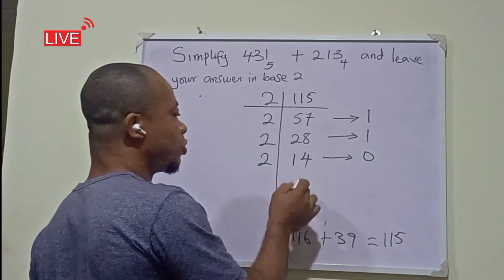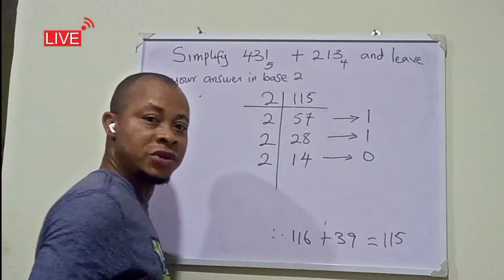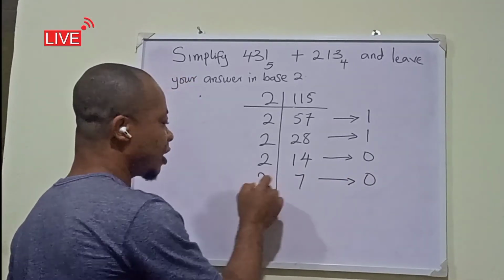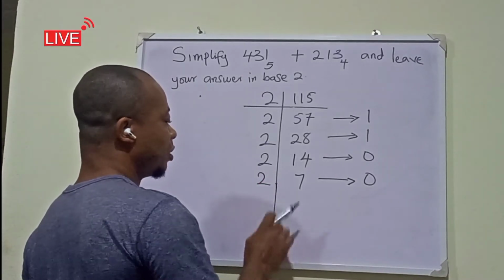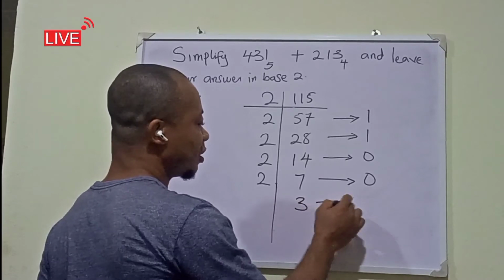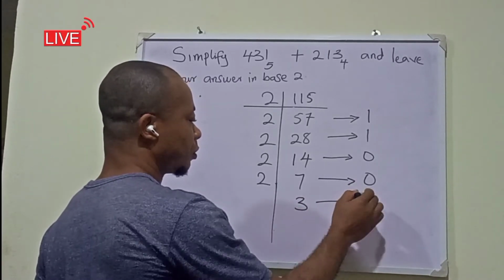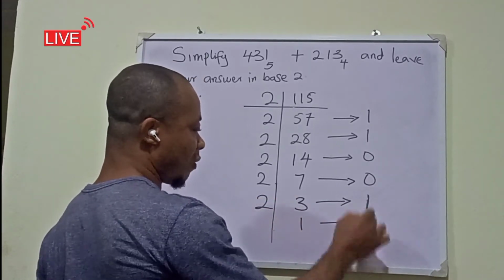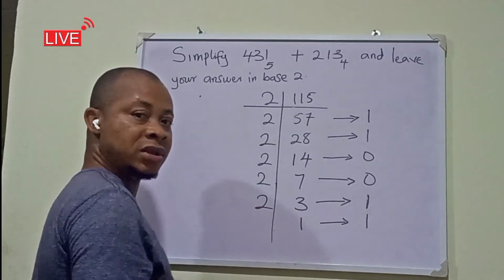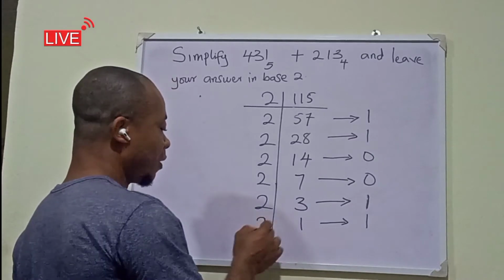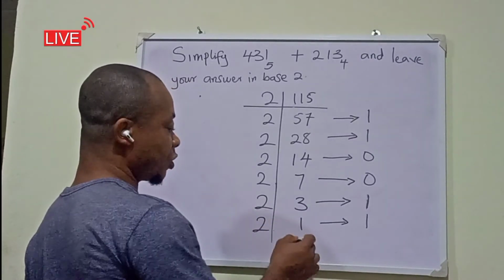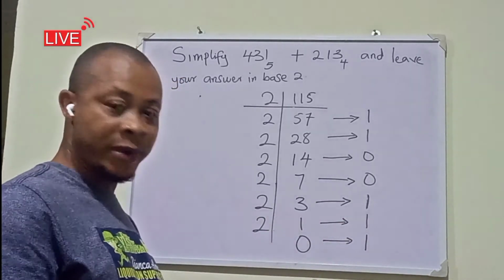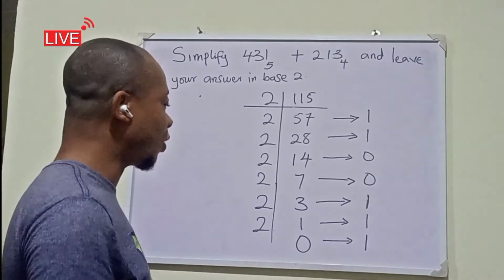Okay? Because 1 will always be remaining, nobody will divide it. 2 cannot divide it.